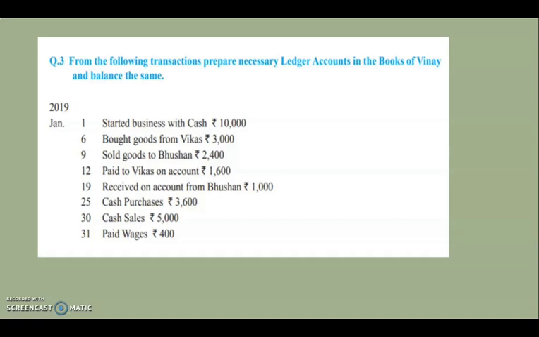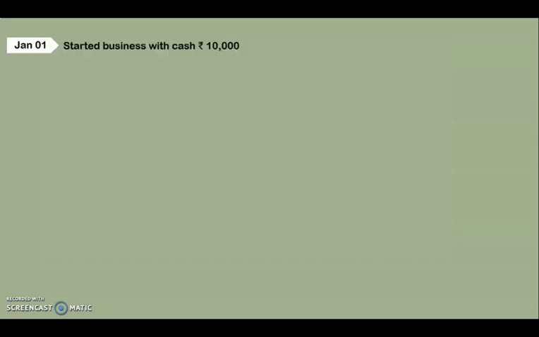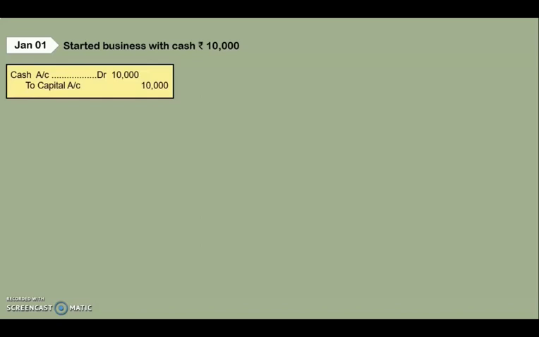So as a solution for this sum, your answer will be preparation of ledger accounts, but you will have to prepare journal entries in the rough and then do the postings. The first transaction: started business with cash rupees 10,000. Now the journal entry for this is cash account debit to capital account. This we have already learned in the previous chapter.